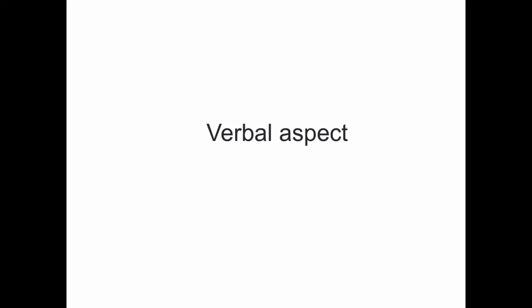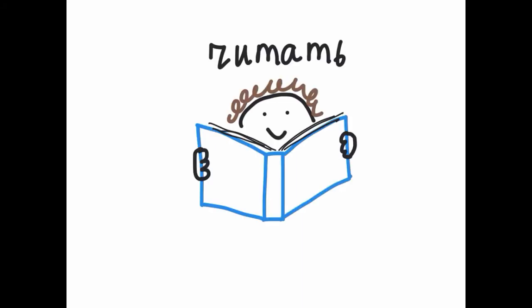In this video, we're going to be talking about some of the general concepts of verbal aspect. I'm going to use the verb читать as an example. The general meaning of читать is to read.